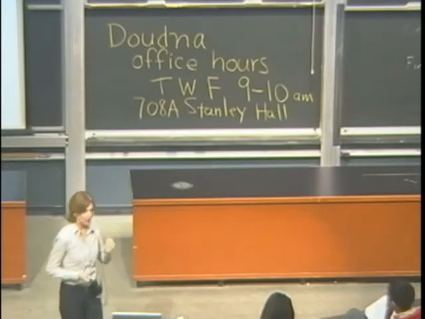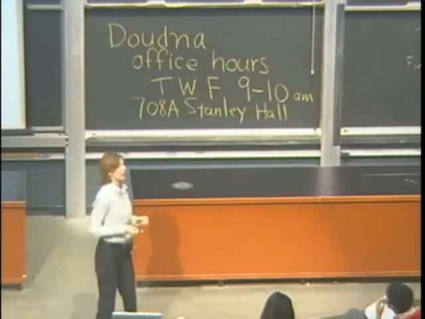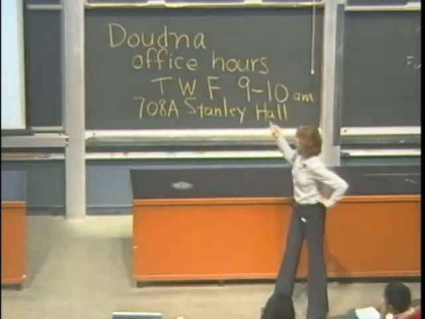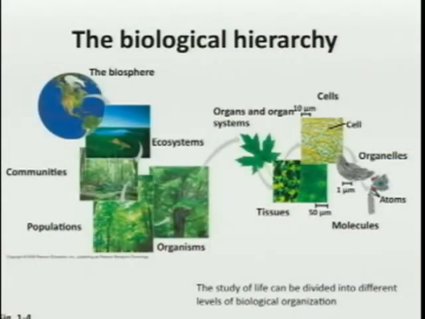Okay, so there's clearly a biological hierarchy. Your book talks about this, and this is a figure taken from the book that just shows how we can divide the field of biology and biology itself into different levels of organization. So on this side, we can start off with, at the smallest end, atoms that form molecules, and we'll be talking a lot about molecules in this section of the course.